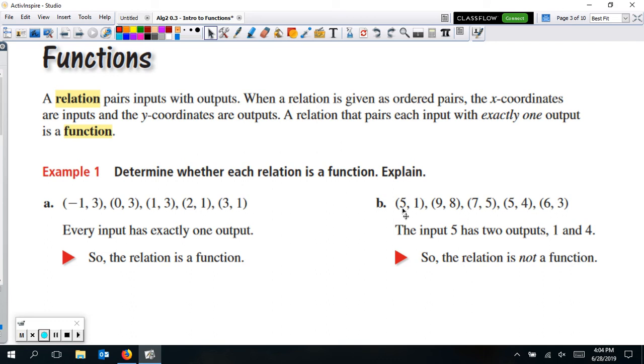If we look at this one, look at our x coordinates, the inputs: 5, 9, 7, 5, and 6. Notice that 5 is here twice. 5 is here, and 5 is also here. So because 5 is there twice in the inputs, it's there twice for the x, that means it's not a function. It can't be considered a function. We could see that a couple different ways. If we're looking at a graph, we would use something called the vertical line test. We'll look at that here in a minute.